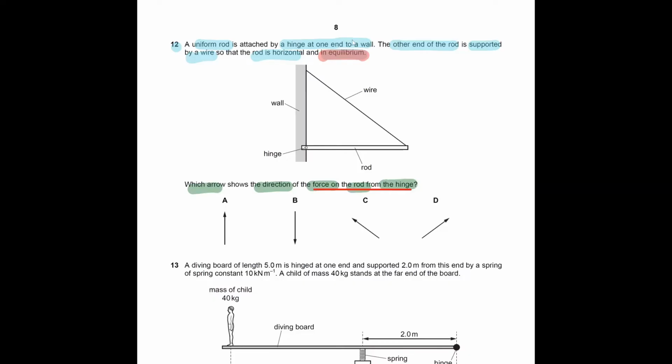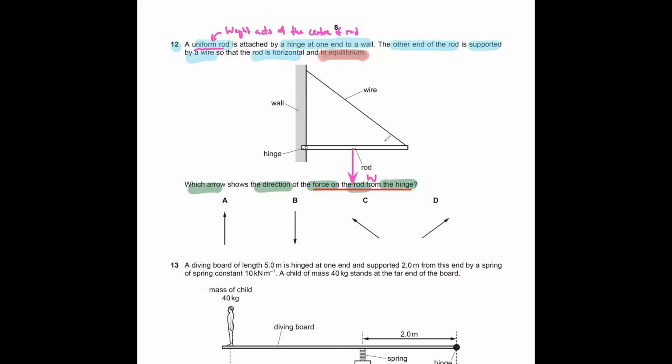So to do this question, just remember this. You try to identify all the forces. When they say this is a uniform rod, that means the weight acts at the center of the rod, right in the center. Okay, so I know that my weight is going to be right over here. This is weight W.